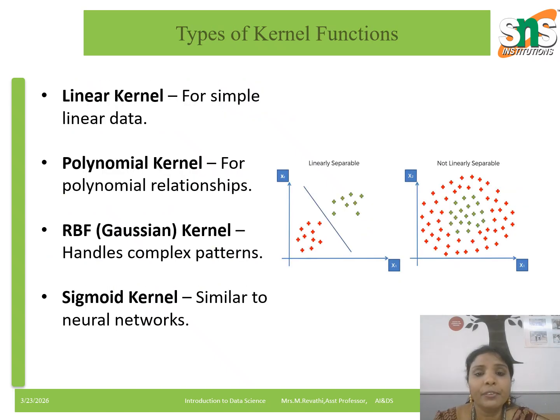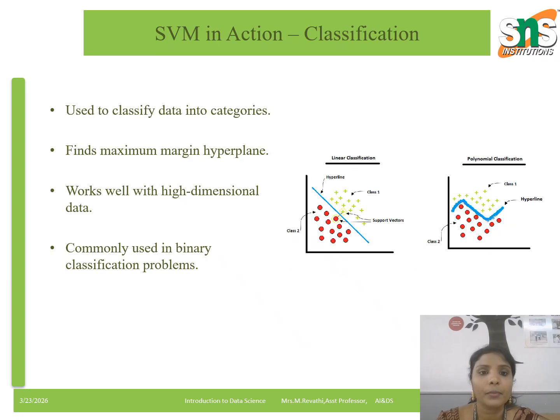Now let's see the different types of kernels used in SVM. The linear kernel is used for simple linear data. The polynomial kernel is used when data has a polynomial relationship. The RBF or Gaussian kernel is used for complex data patterns. The next one is the sigmoid kernel, which is similar to neural networks. These are the types of kernel functions.